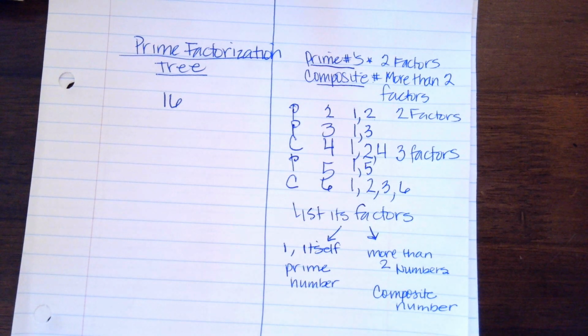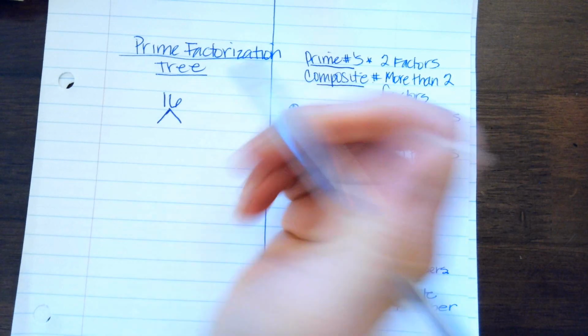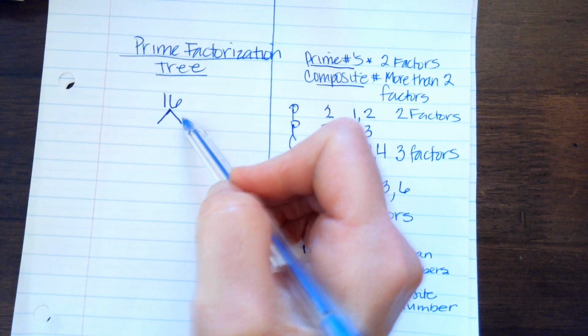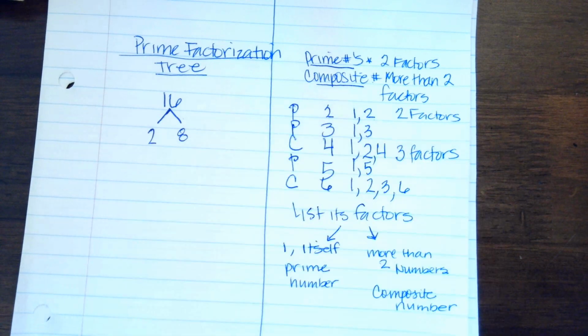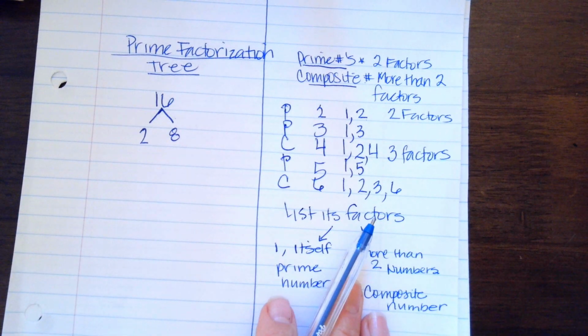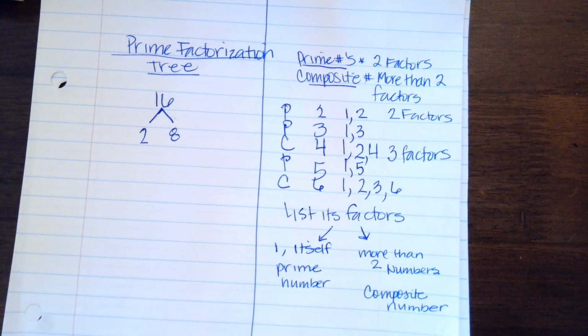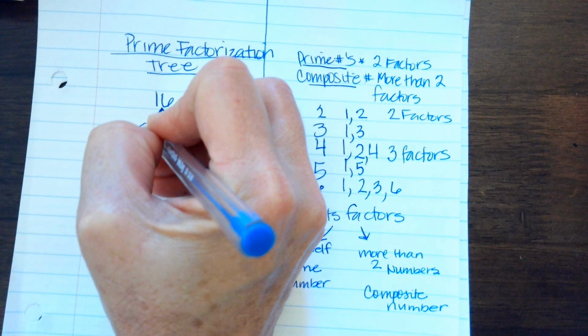Two times what equals 16? 8. Yeah. So we're going to make a line here and a line here, and you're going to write 2 and 8. Now, is 2 a prime number? Yes, because the only 2 numbers that go into it are 1 and 2. So if it's a prime number, we circle it and then it ends.